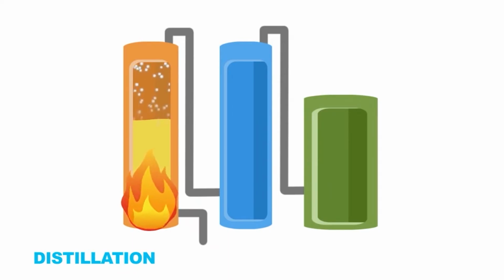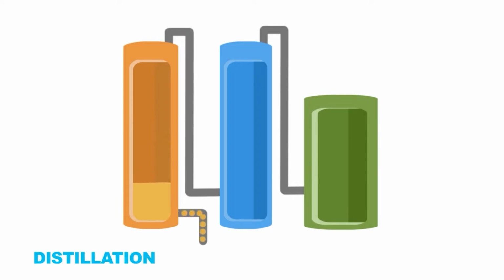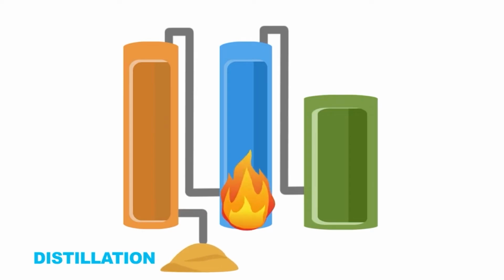Heat is applied in the first distillation column, causing the ethanol vapors to separate from the liquid and rise to the top of the column, where they exit and flow to the next column. What's left behind in the first column is now called whole stillage and is further processed into valuable animal feed co-products or other renewable fuels such as biodiesel.